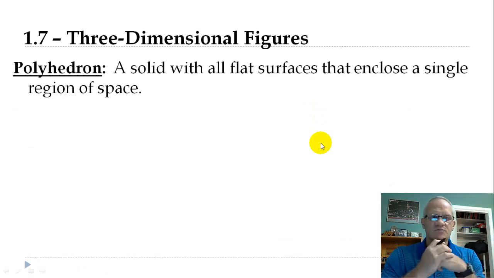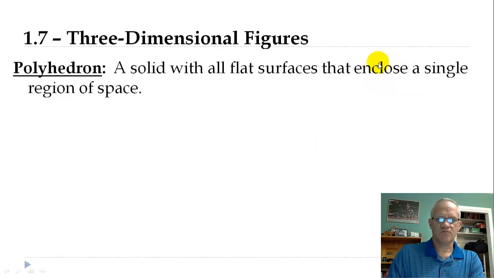Alright, so where we're going to start today is we're going to talk about a polyhedron. A polyhedron is a solid with all flat surfaces that enclose a single region of space. So what that just means is that your shape, whatever it is, is a three-dimensional solid. So let's say, for example, you might have something like this.